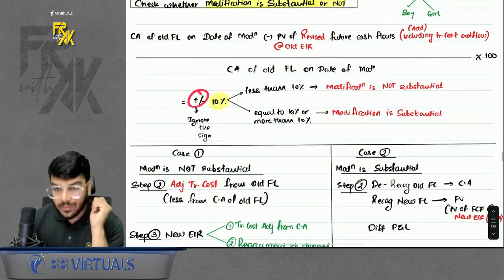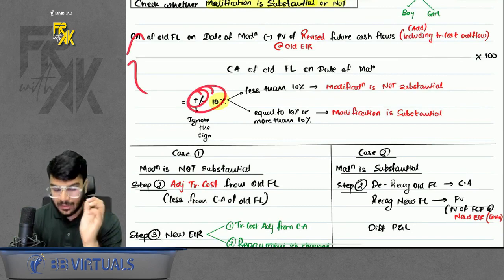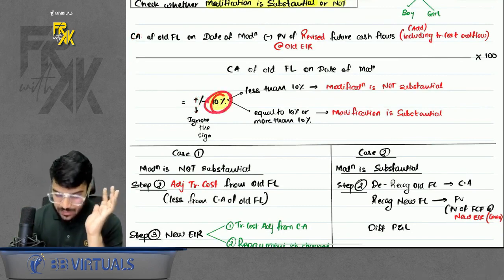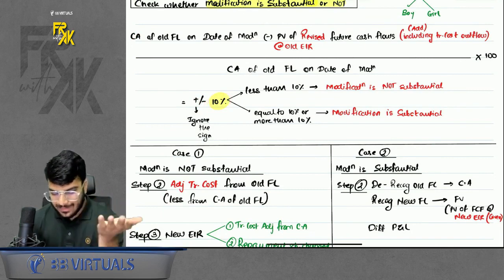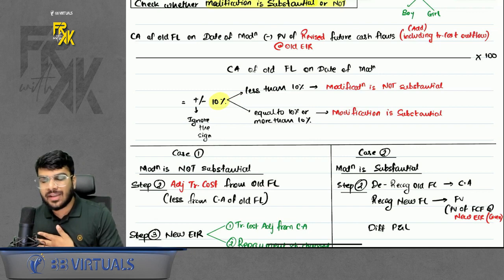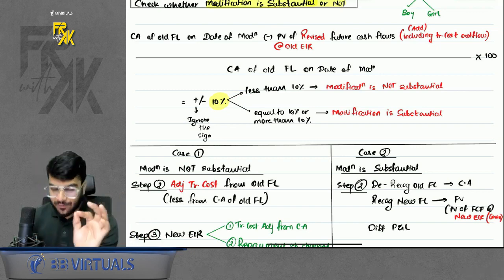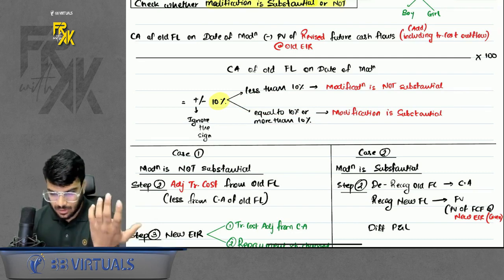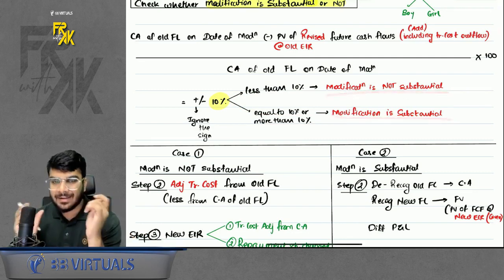Then when you solve this, you will get something in percentage. Whatever sign you get, ignore it. Now, the base is 10%. If you get the answer at less than 10%, we will say modification is not substantial. But if we get the answer as more than or equal to 10%, we will say modification is substantial. Accounting in both these cases is a little different.